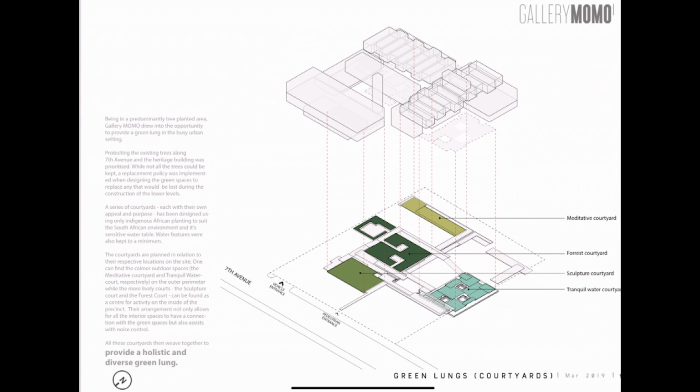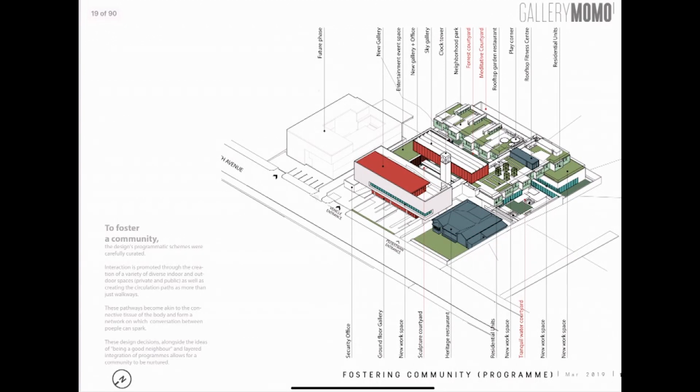So as you sit on 7th Avenue, you can see we've got the sculpture courtyard and the forest courtyard, and those are really very accessible by the public. And then we've got much more intimate courtyards, which is really the meditation spaces and the tranquil water court. And that's how the whole scheme really comes and sits together.